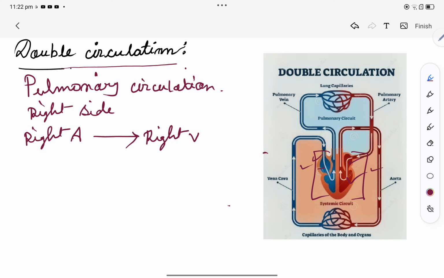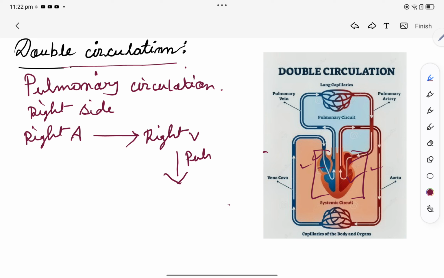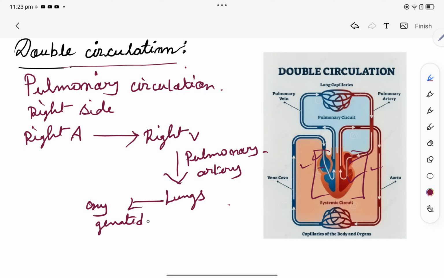From the right ventricle, it goes to the lungs through the pulmonary valve, right? Here is a valve called the pulmonary valve. It goes to the pulmonary artery, and from the pulmonary artery it enters the lungs. In the lungs, the deoxygenated blood gets oxygenated, right? It gets oxygenated, and again it enters the left part of the heart, right?